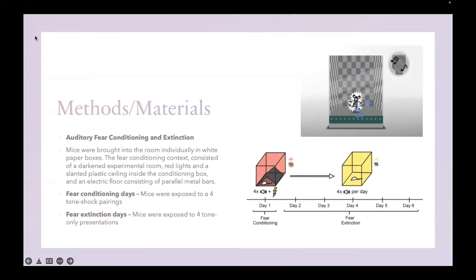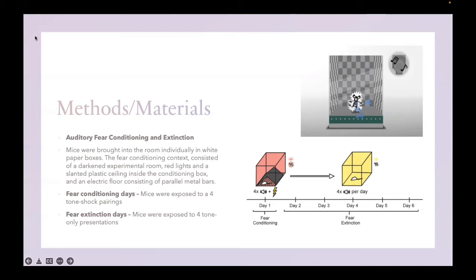Differences in percent freezing during the pre-tone period and during the tone period between the wild type and knockout mice were measured with ANOVA and Sidak correction for comparison. ANOVA is just a test for analysis of variance, and Sidak correction is used to account for multiple comparisons.